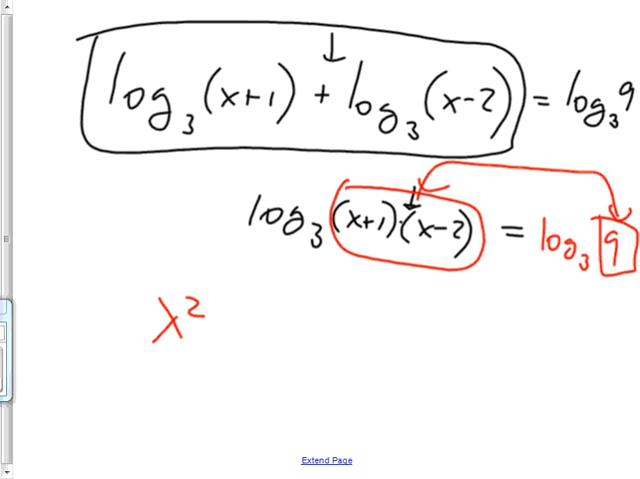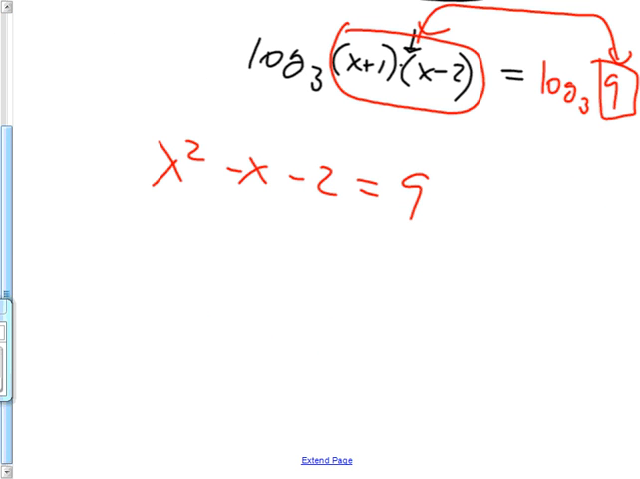X squared first, outside and inside makes minus x, last makes minus 2, equals 9. I can't just factor it right now because it hasn't been set equal to 0 yet. So, you guys move the 9 over, see if you can factor it. If you can't factor it, quadratic formula. And you're all done. Make sure your answer doesn't crash the function.